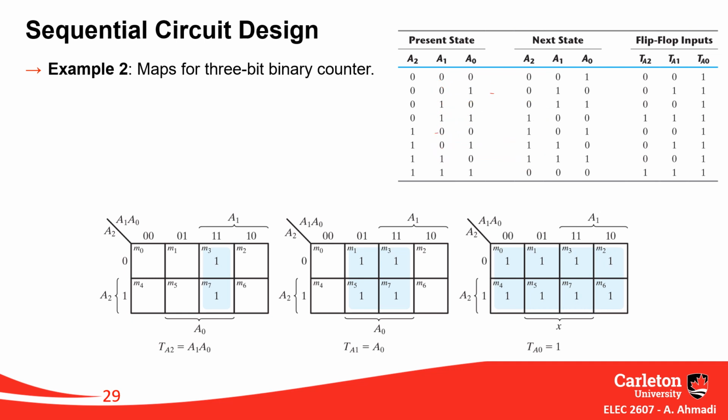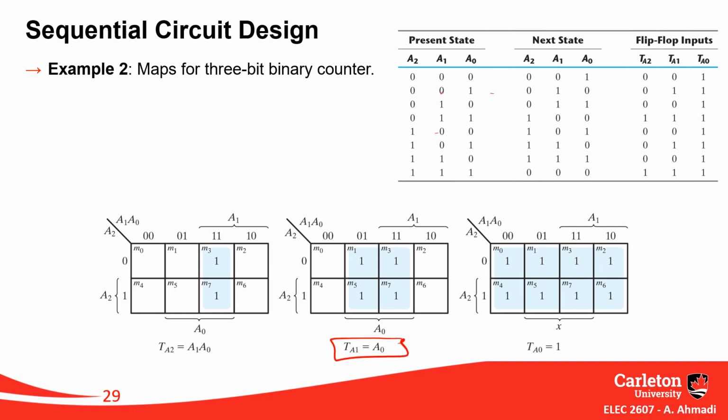Or it's better to say if A0 is 1, then it changes. You see that? Every time A0 is 1, you see A1 changes. A0 is 1, A1 changes. A0 is 1, A1 changes. A0 is 1, A1 changes. That's why in your design you see it's equal to A0.